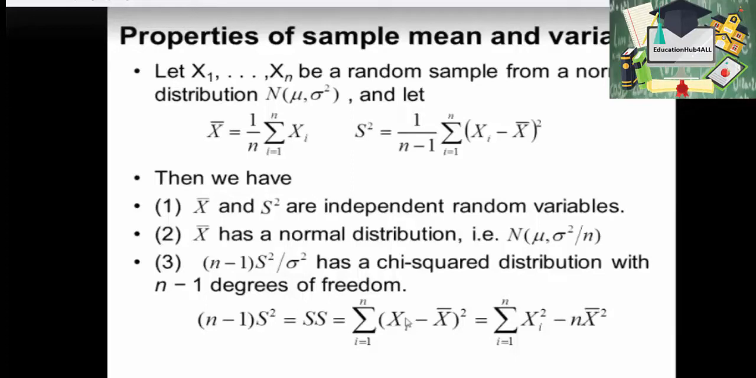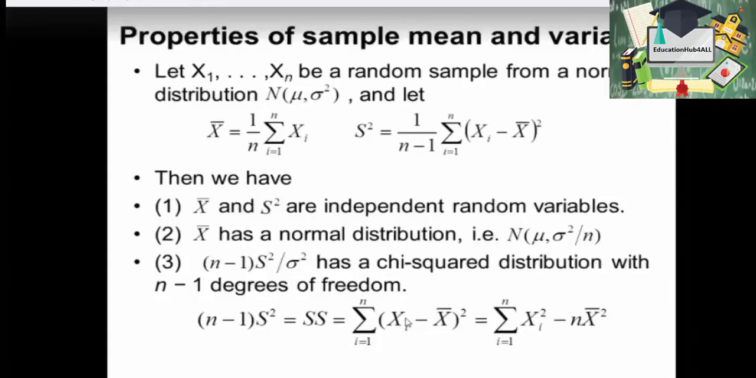So to answer that question, we need to know the distribution of the sample mean and sample variance. We need to remember that, okay? So these are the three conclusions. Of course, this can be proved by a mathematician. I don't ask you to prove that, but at least we should realize that conclusion.